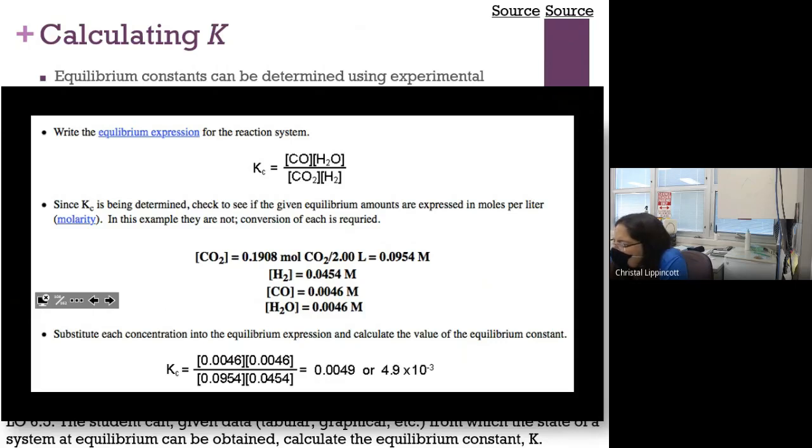K doesn't have a unit, right? Correct. K and Q are both unitless. Good. Were you able to get the value? Mm-hmm. I got 4.7. Just a rounding thing. Yeah, that's fine. That's just a rounding thing.